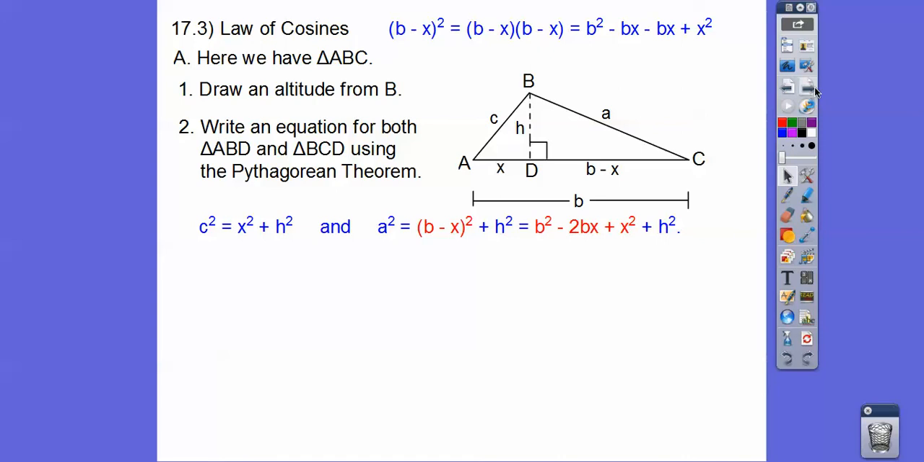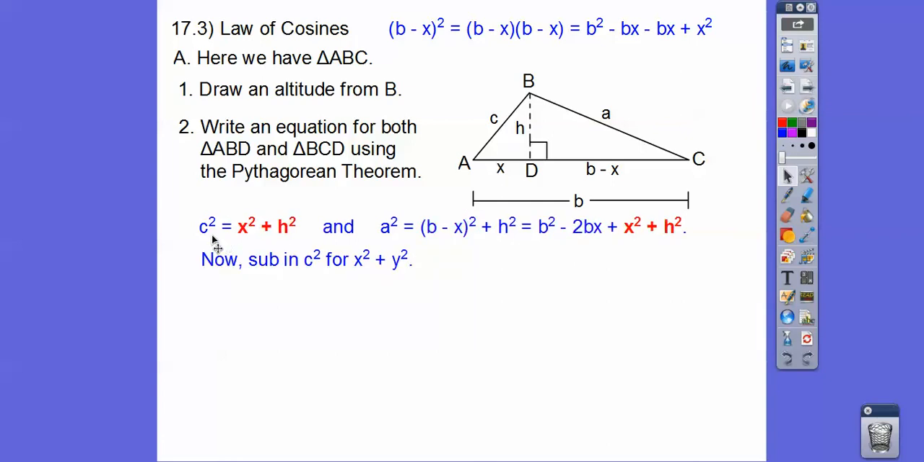Now notice here we have x squared plus h squared, and here's x squared plus h squared. So what we're going to do is substitute that in. I'm going to put c squared in right here. And this is going to help us develop the law of cosines rule.